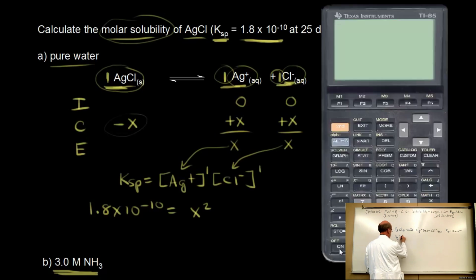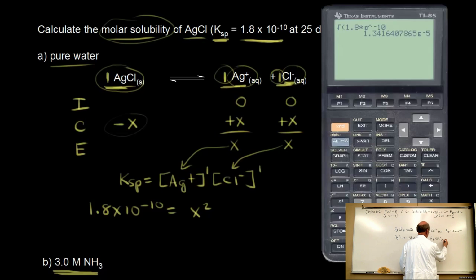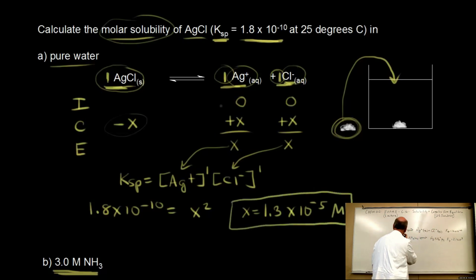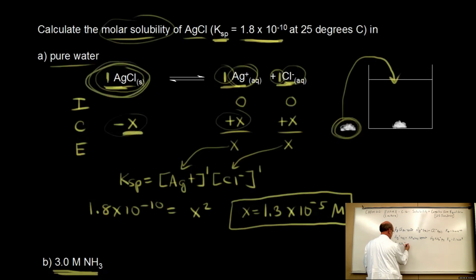So we can get out the calculator and solve for x. So we have the square root of 1.8 times 10 to the negative 10. So we take the square root of that, and x is equal to 1.3 times 10 to the negative 5 if we round that. So x is equal to 1.3 times 10 to the negative 5 molar. So that's the concentration of, let's say, our silver +1 cations in solution. That's also the molar solubility of silver chloride, right? That's how much we can dissolve. So it's a very small molar solubility. So silver chloride is only a slightly soluble compound.